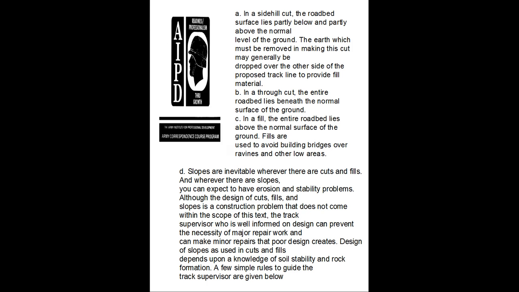In a side hill cut, the roadbed surface lies partly above the normal level of the ground. The earth which must be removed in making the cut may generally be dropped over the other side of the proposed track line to provide fill material. In a through cut, the entire roadbed lies below the normal surface of the ground. In a fill, the entire roadbed lies above the normal surface of the ground; fills are used to avoid building bridges over ravines or low areas.